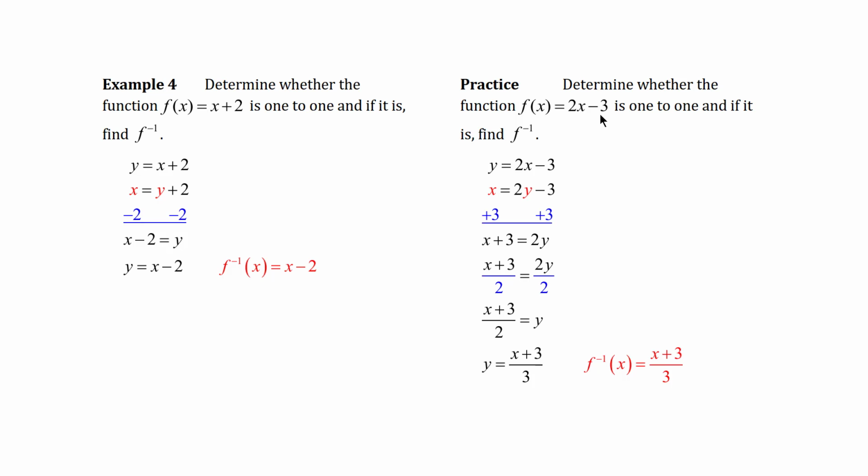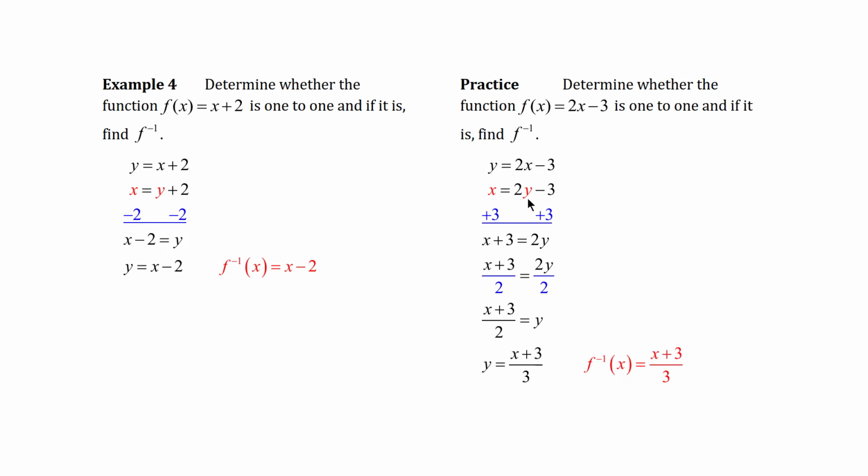Next, we need to find the inverse function. The first step is replacing f of x with y. We get y equals 2x minus 3. The next step is interchanging x and y. We get x equals 2y minus 3.